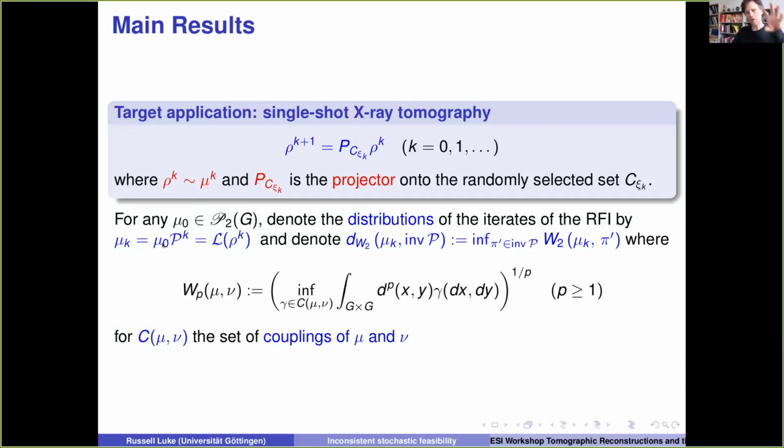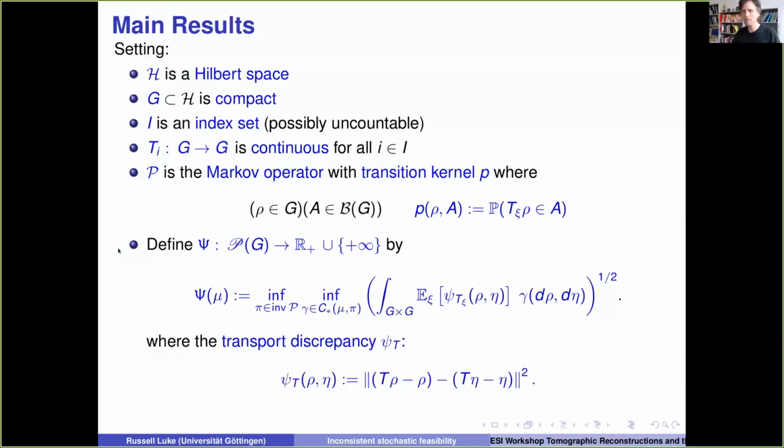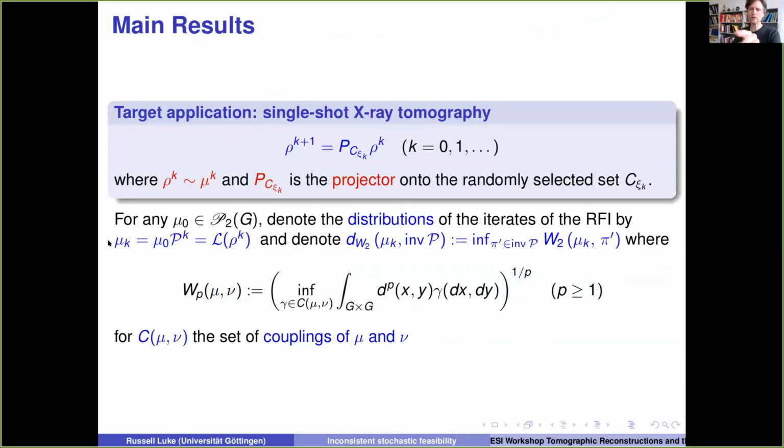And so my distribution at iteration K is: I apply my Markov operator K times to my initial distribution U naught. That's the law of the random variable rho K. And this will be measured in the Wasserstein distance. This D script sub W2 is given by this expression. This here is the p-Wasserstein metric, and I'll be working with the 2-Wasserstein metric. And the C here, not to be confused with the C sets of my measurements, is the set of optimal, or of couplings anyway, between these 2 measures.